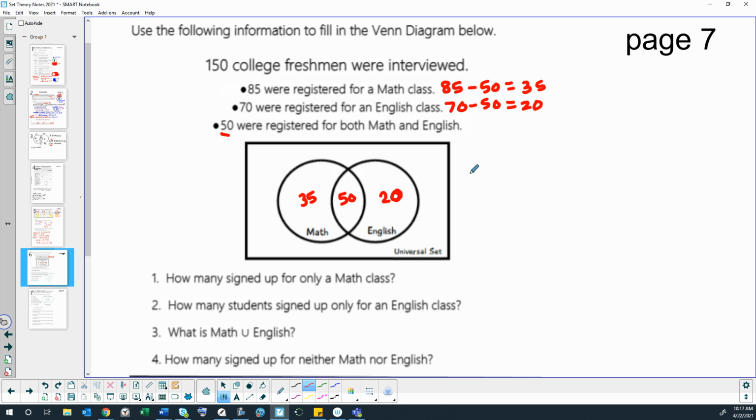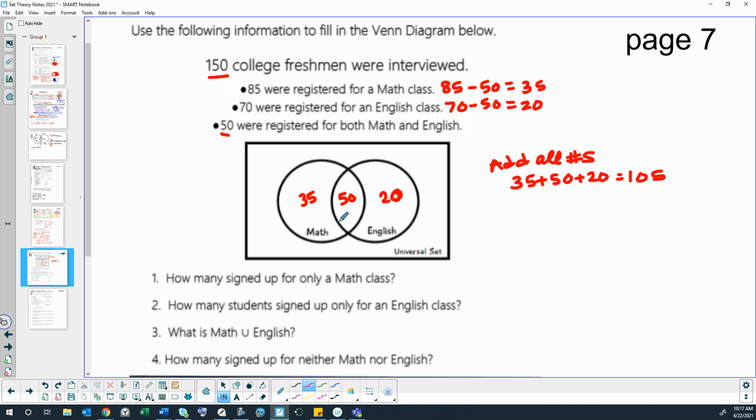Now, I'm sure there are students that registered for all sorts of other classes, but maybe didn't sign up for math or English for that semester. So 150 college freshmen were interviewed. How many students did not sign up for either math or English? So what we need to do is add all three of the numbers together. Add all numbers. And we get 35 plus 50, which is 85, plus 20, which is 105.